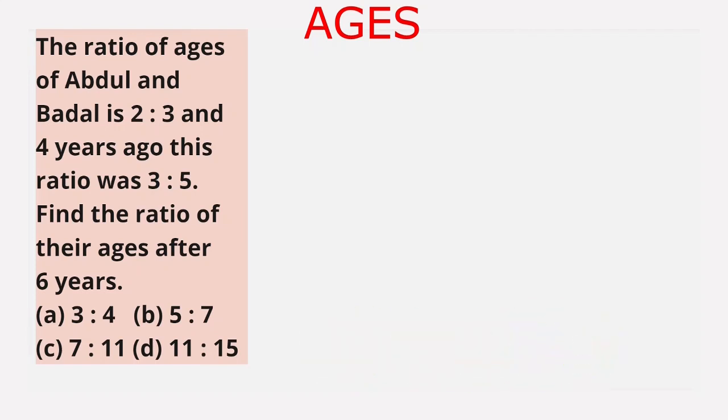We solve this question by two methods. One is by concepts and the other is by the shortcut method. First we solve it by concepts. It is given that the ratio of ages of Abdul and Badal is 2:3. So I write A for Abdul and B for Badal. A ratio B is equal to 2x upon 3x, as it is 2:3.